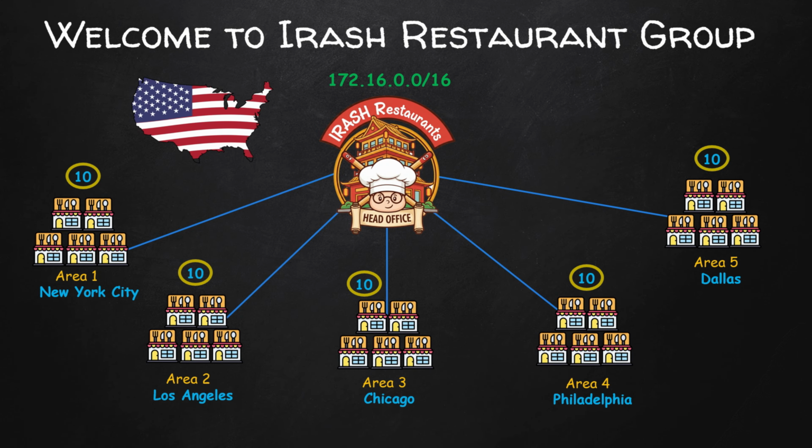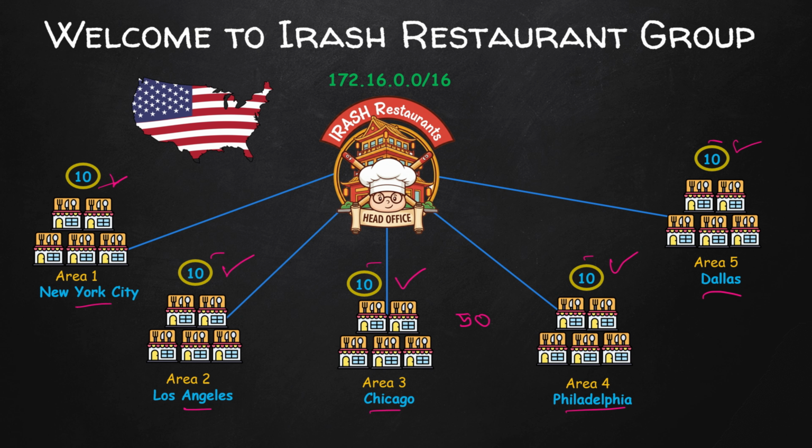Here you can see the Irish restaurant group is expanding to 5 cities, which are New York City, Los Angeles, Chicago, Philadelphia and Dallas. At New York City there are 10 branches, at Los Angeles another 10 branches, at Chicago another 10, Philadelphia another 10 and Dallas another 10. In total how many branches do you have here? 10 plus 10 plus 10 plus 10 plus 10, so a total of 50 branches.